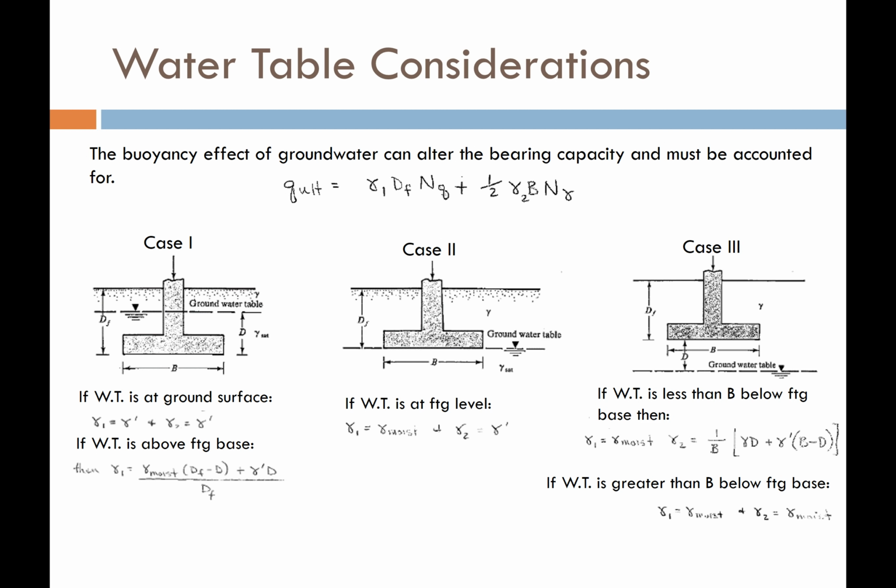Now, what if the water table is somewhere beneath the ground surface but above the bottom of my footing? Well, then for gamma 1, for the surcharge, I have to do a weighted average, because I have this portion here that's gamma moist, and then I have this portion here that is gamma buoyant. And so I have to do this weighted average. That's how I can compute gamma 1 for use in this equation.